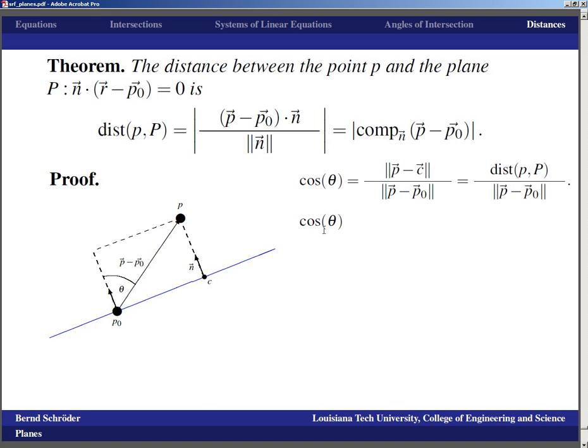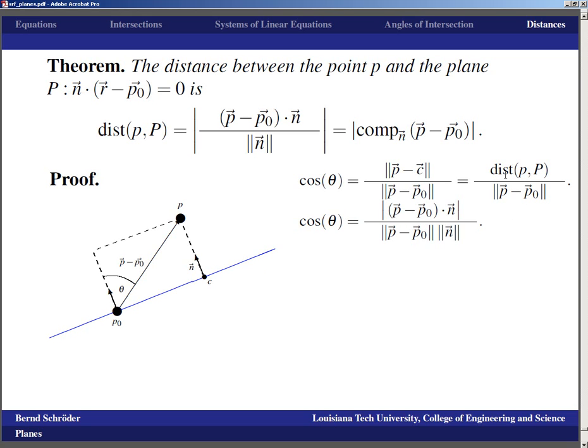On the other hand, the cosine of theta is also the angle between P minus P0 and the normal vector. So it's the absolute value of P minus P0 dot n divided by the norm of P minus P0 times the norm of n. I'm taking the absolute value here because ultimately what I am interested in is not whether the normal vector points downwards or upwards, and I know that this angle here will be smaller than 90 degrees if I'm just pointing the normal vector in the right direction.